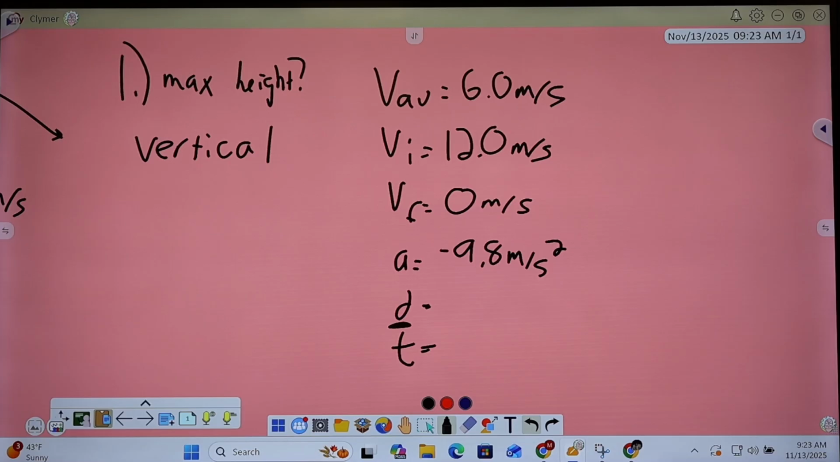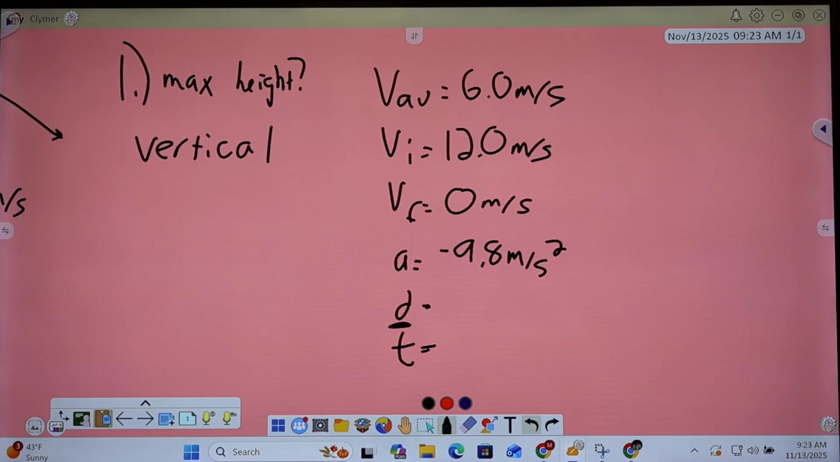This would work, but this gets us time, which then, well, now we've got to do 2 problems. So we already solved for this. Would this one work? We're missing distance and we're missing time. What about equation number 5? That's our winner. We have this, we have this, we have this. We're just missing distance.